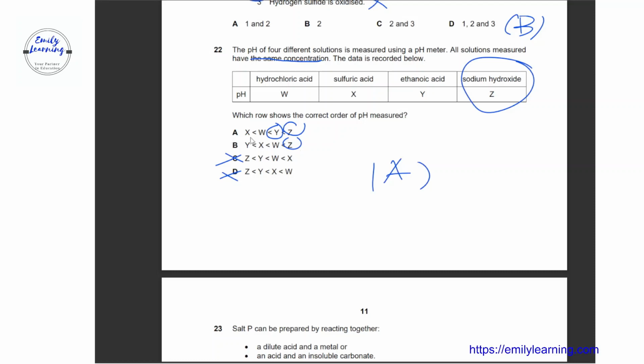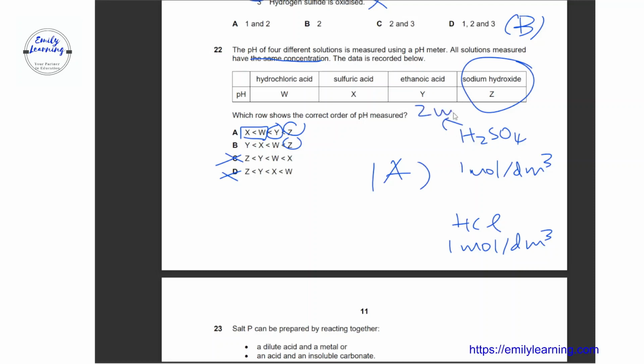But before I go on to the next question, I want to explain why sulfuric acid has a lower pH than HCl, hydrochloric acid, when they are of the same concentration. Let's look at H2SO4. Let's just assume that it's 1 mole per dm cube. Then I have HCl, which is also 1 mole per dm cube. In H2SO4, there are 2 moles of H plus per mole of H2SO4. So the concentration of H plus in H2SO4 is 2 moles per dm cube.